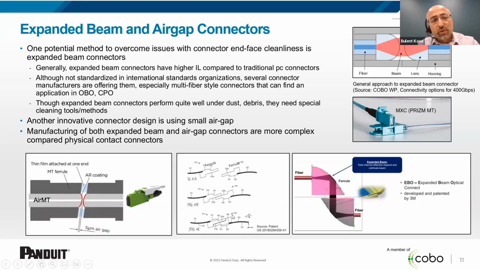So one issue with these types of expanded beam and air gap connectors is obviously that they're complex connectors compared to physical contact. And so manufacturing could be a challenge because of their complexity, and also they could be more expensive compared to PC connectors.